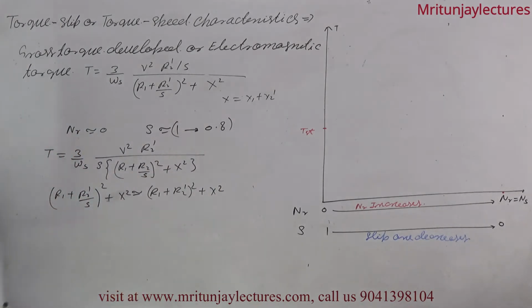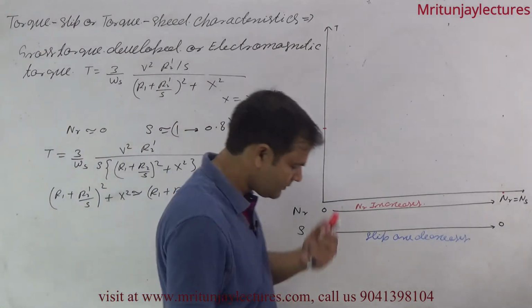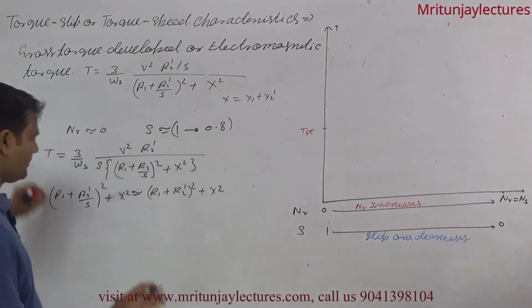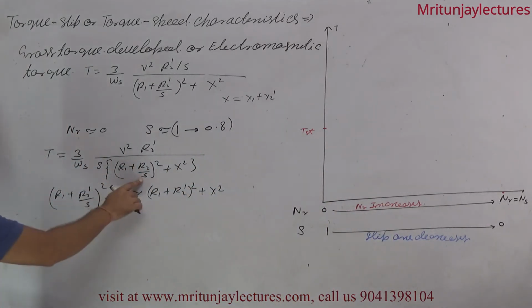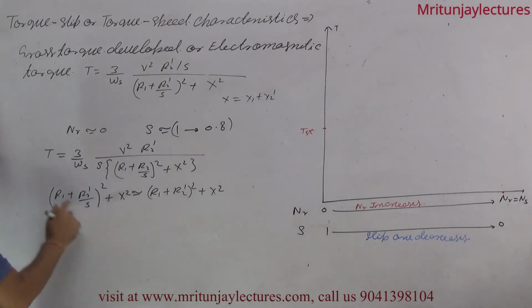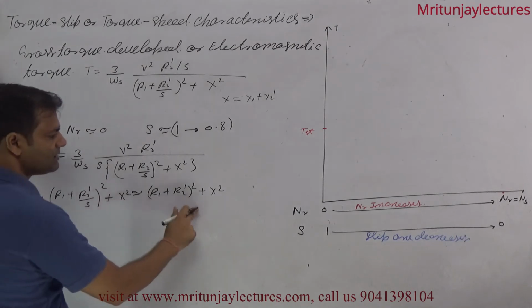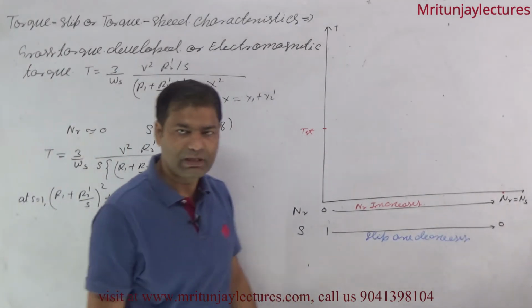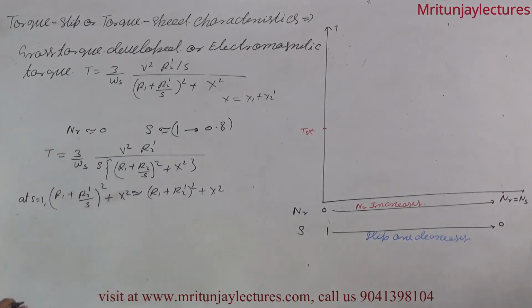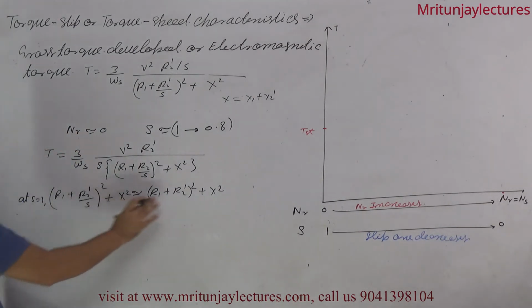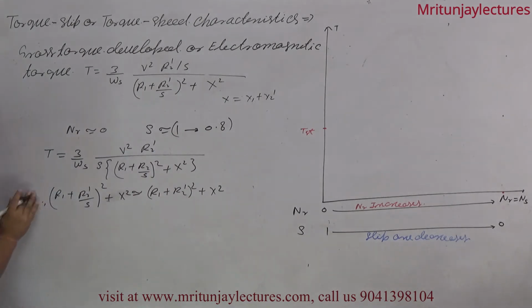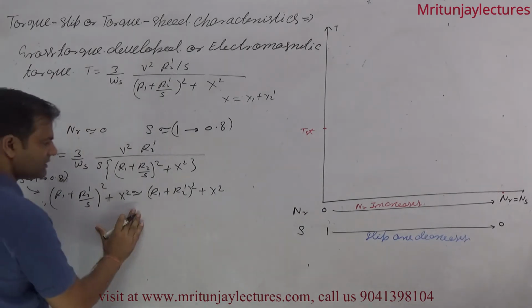Why? If any doubt, consider that in this duration we have taken s as 1, and as s is equal to 1, R1 plus R2 dash the whole square plus X square is closer to R1 plus R2 dash the whole square plus X square. Why, we will discuss later. First of all, if slip varies from 1 to 0.9 or 0.8, then this term is also written like this.